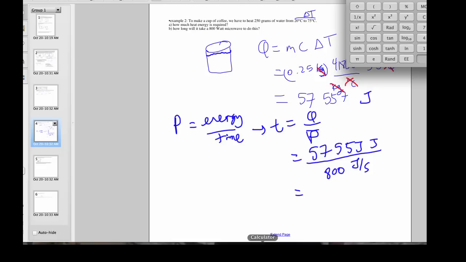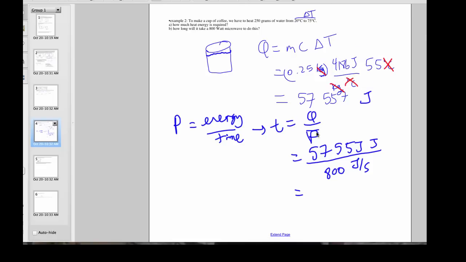So that's going to take about a minute. There you go. It's about 72 seconds. That's how long it takes to warm up that cup of water.